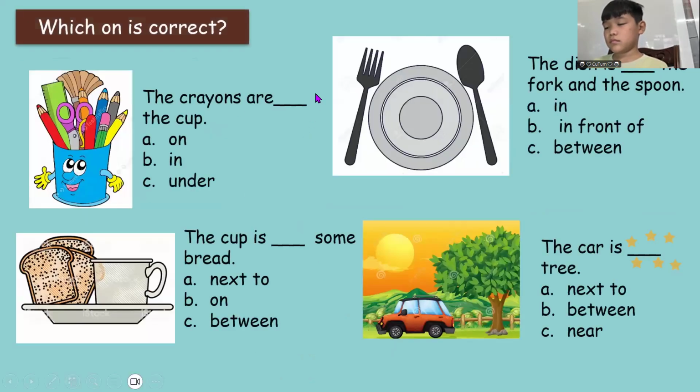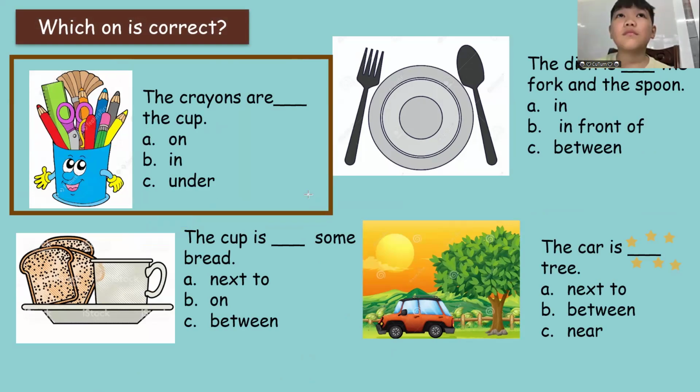Okay, now look at this one. So which one is correct? Okay, look. Where are the crayons? Is it on the cup, in the cup, or under the cup? Look at the crayons. They are in the cup. Okay, now look at the picture.